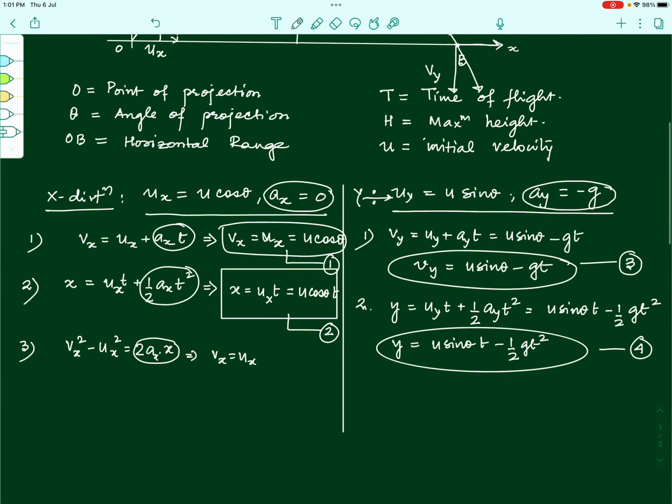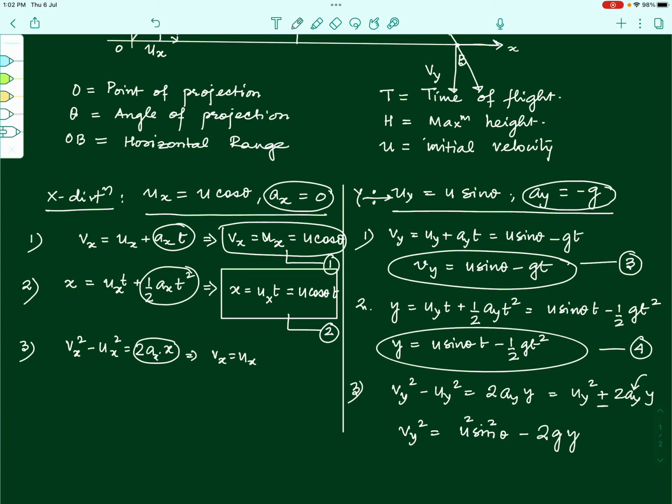And now the third equation of motion along the y direction, v squared minus u squared is equal to 2as, will give us vy squared minus uy squared is equal to twice of ay into y. Taking uy squared on the other side of the equality will give us uy squared plus 2ay into y, and when we substitute the values, we will have vy squared is equal to uy, which is u sin theta, so u squared sin squared theta minus, why minus? Because ay is minus g. So, the plus sign here will become negative. So, it will be minus 2gy, right.